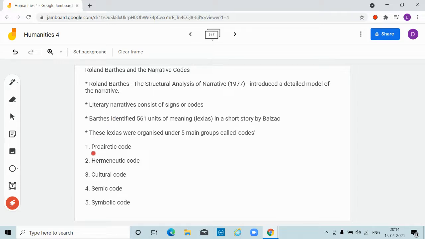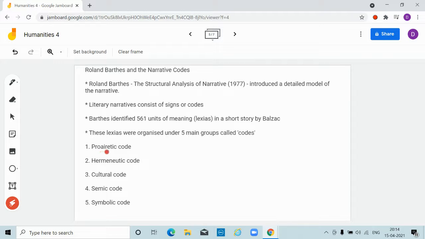Which are these five codes? Let's take a look. First one, proairetic code. Second one, hermeneutic code. Third one, cultural code. Fourth one, scenic code. Fifth one, symbolic code. So these codes could be found in narratives according to Roland Barthes. Now, let's take a look at each of them in detail.